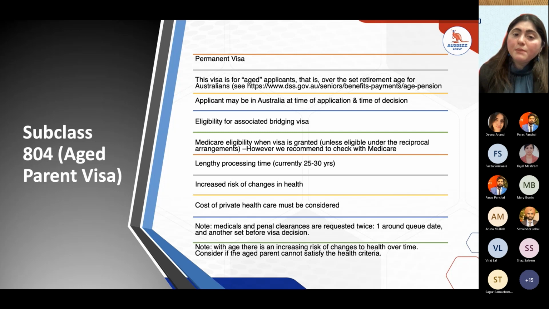However, do keep in mind what is the age of your parents. For example, clients, the parents are 70 years old and the processing time is 25 to 30 years. So they may not get the visa while they're 95 or 100 years old.